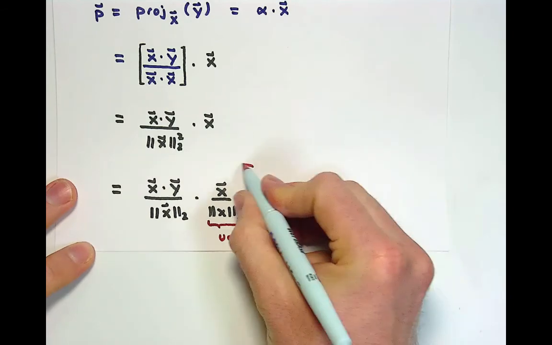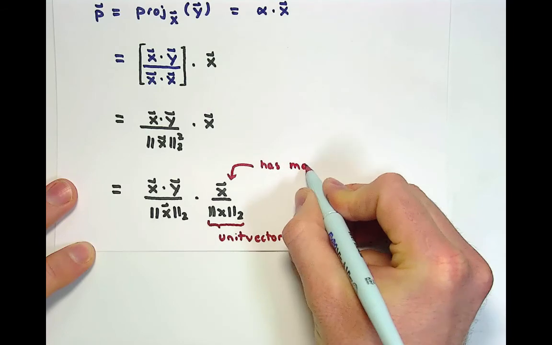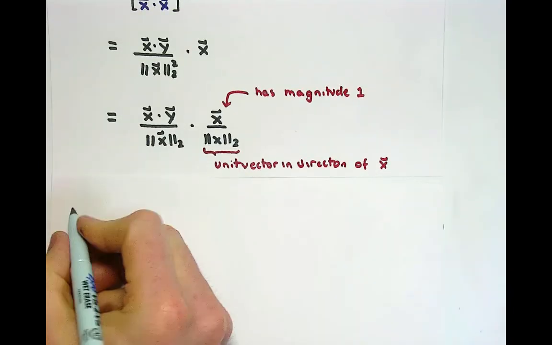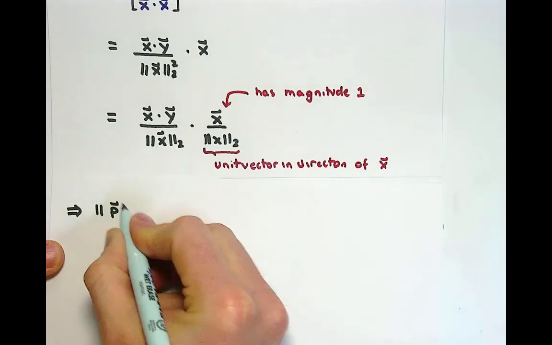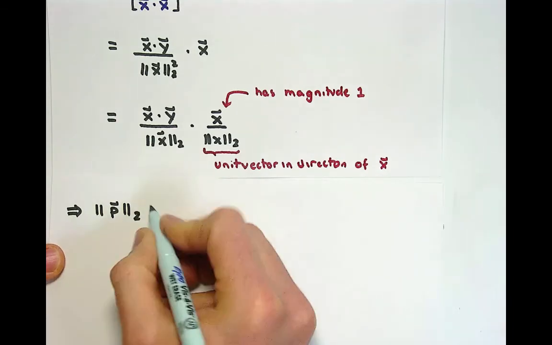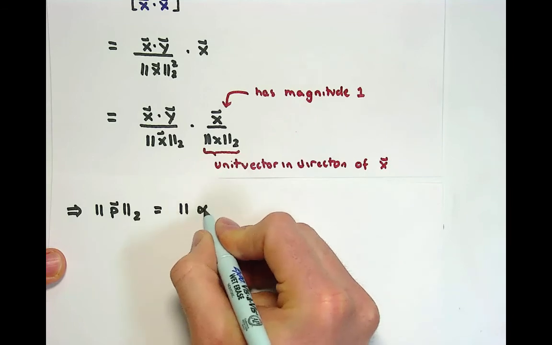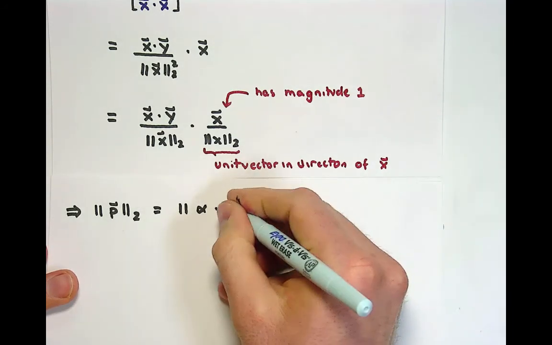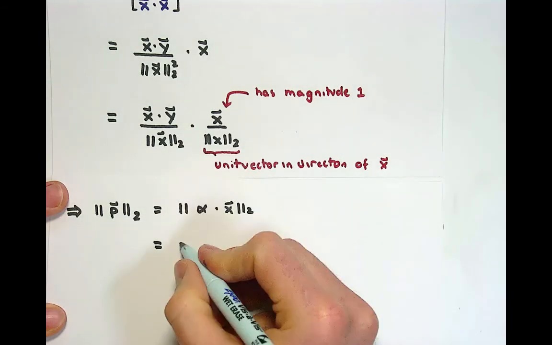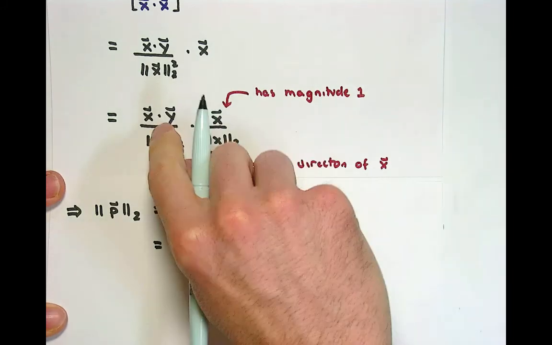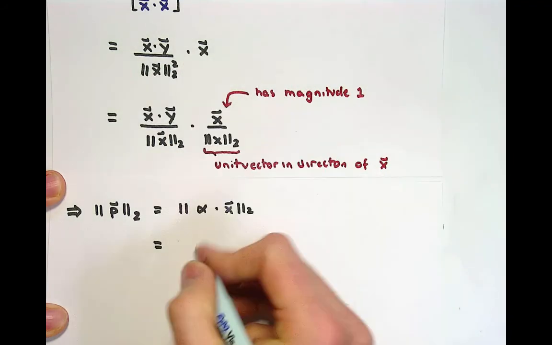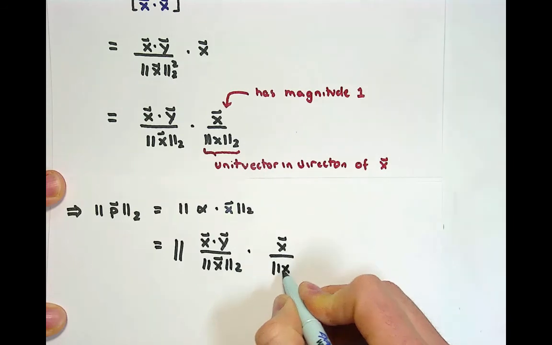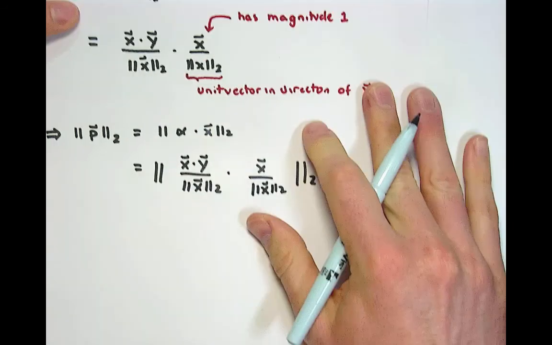Notice, since this is a unit vector, this whole vector has magnitude 1, which implies that, well, remember, the magnitude of the projection is going to be the magnitude of alpha times x, which we just said was going to be equal to the magnitude of this whole vector. So now this is x dot y over the 2-norm of x times x over the 2-norm of x. Okay, do you see it?